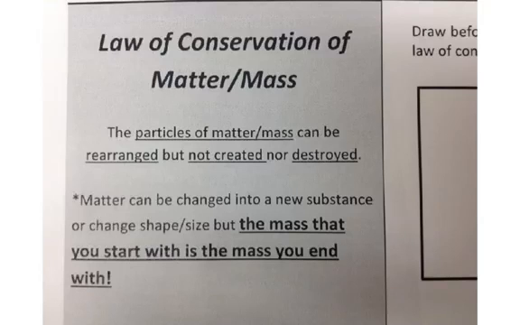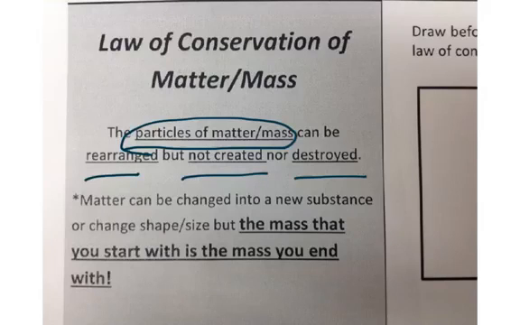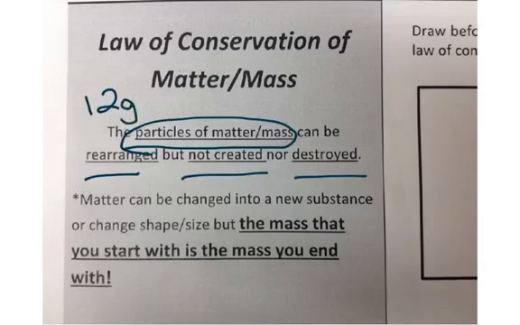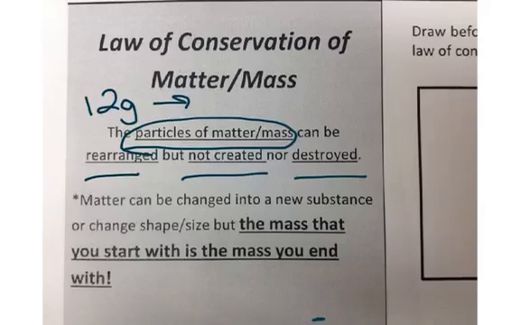All right, now we are ready to talk about the law of conservation of mass, which was an extremely important part of the lab that you just completed. And what that law states is that all particles of matter or mass can be rearranged, but neither created nor destroyed. So basically what that's saying is if I start with 12 grams, then the only thing that I can end with, even if it looks different, is 12 grams. I can't have more, I can't have less. So it would end up with 12 grams.